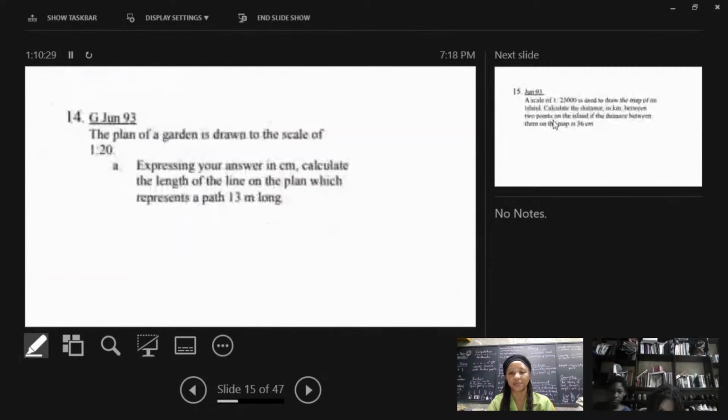All right, number 14. The plan of a garden is drawn to the scale of 1 to 20. Expressing your answer in centimeters, calculate the length of the line on the plan which represents a path 13 meters long. Read again. Number 14. The plan of a garden is drawn to the scale of 1 to 20. Expressing your answer in centimeters, calculate the length of the line on the plan which represents a path 13 meters long.